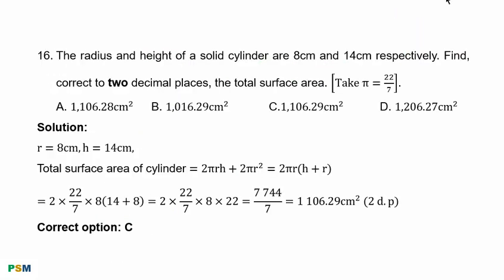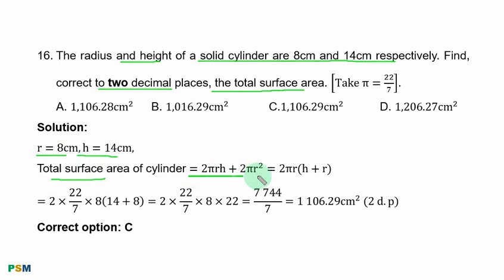Question 16. The radius and height of a solid cylinder are 8 cm and 14 cm respectively. Find, correct to 2 decimal places, the total surface area. Solution. Radius is equal to 8 cm, height is equal to 14 cm. Total surface area of a cylinder is given by this formula.